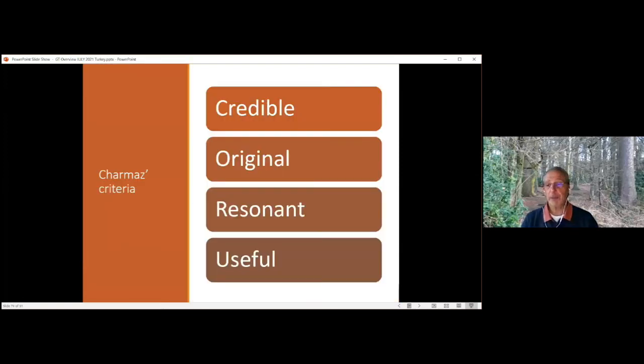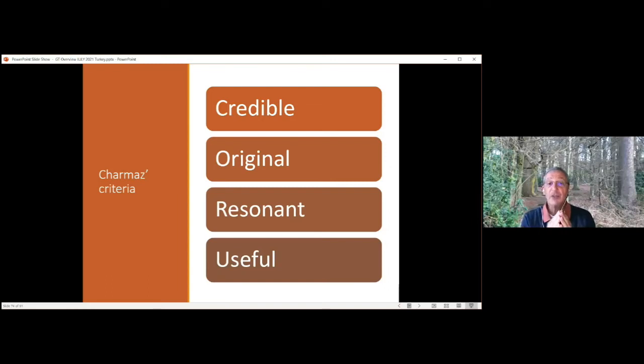Yeah, but they've actually been updated, I think, in a very good way by Kathy Charmaz, because she's got similar ideas, and these are her four terms. In fact, I get my PhD students to think about these, even if they're not doing grounded theory. Is your research credible? Is it believable? Have you suddenly said, here's my data, and here's my findings, and your examiners and readers are going to go, how did you get from that to that? Okay, is it original? Is there some insight there?